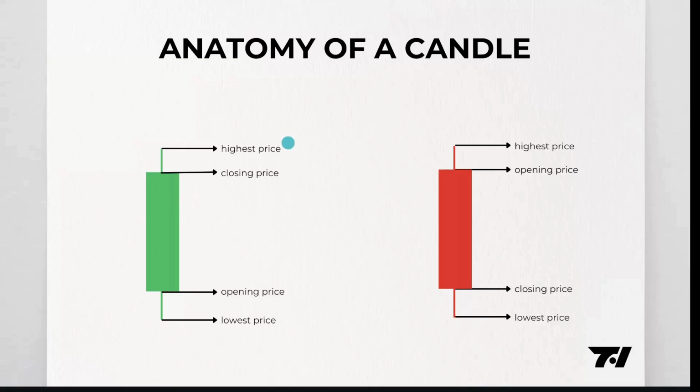Now the highest price between the bullish candle and the bearish candle is the same. The highest price actually makes up the top wick. And the lowest price between the bullish candle and the bearish candle is also the same. It makes up the bottom wick, as you can see.